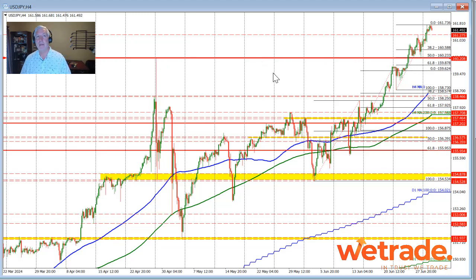So we broke above that level here, and then came down to it and tested it here and here and here. It also represents, by the way, the 50% of the last move to the upside from the low price that we saw in trading last week to the high price that we saw here today. So you can see the importance of that level. So those are the targets to the downside that need to be broken in order to give the sellers in the dollar versus yen some hope.